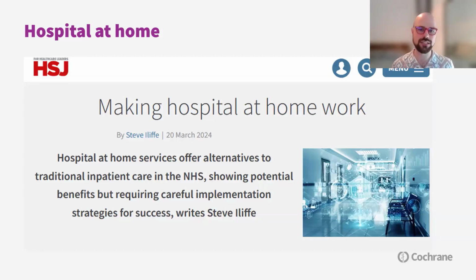For this, we identified the key target audience as hospital leaders, administrators, those that would actually be implementing said strategies. So we pitched this to the Health Service Journal as a comment piece, and the success of this communication was down to knowing the audience and what they're interested in.